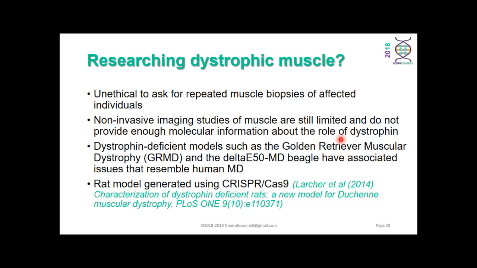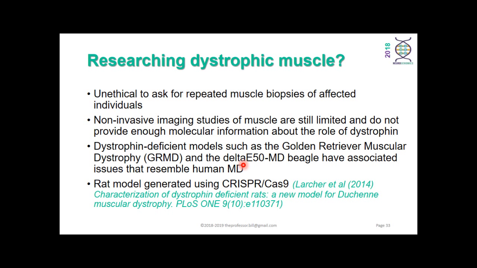So one of the most popular types of model systems are these dystrophin deficient models, including the golden retriever muscular dystrophy model. So it's a dog model, as well as the Delta E50 MD beagle, which is Eric Olson's new paper that I'll show you next week. So these are, again, model systems that very closely resemble the human form of muscular dystrophy. So we talked about the good reasons to use dogs in research.